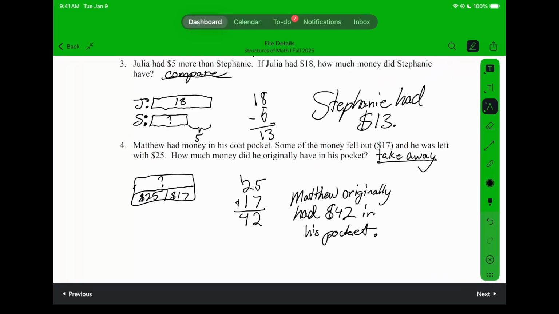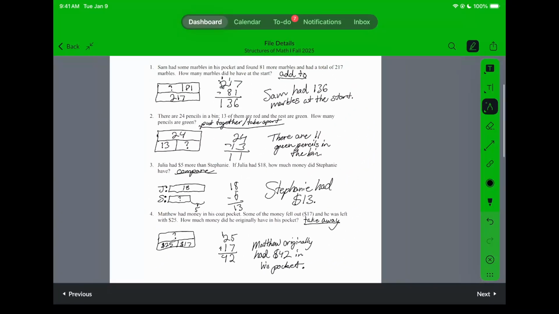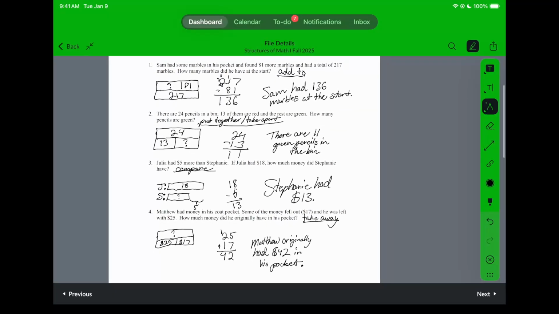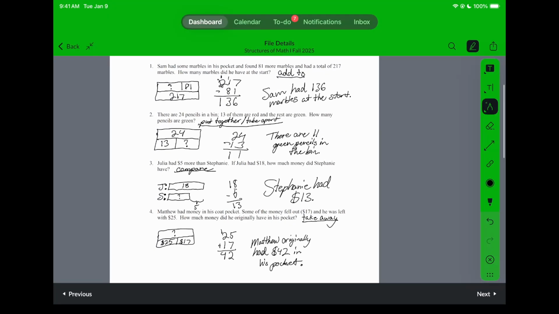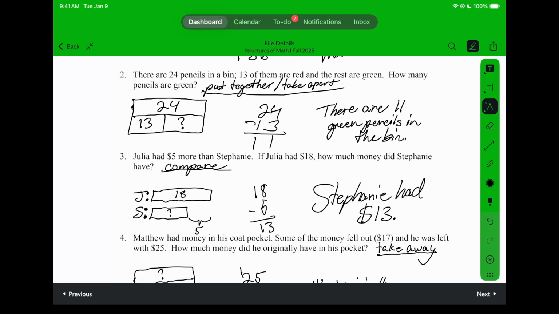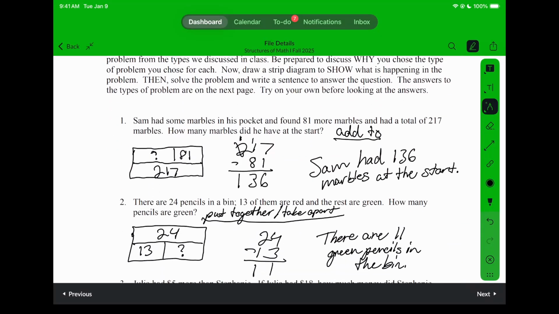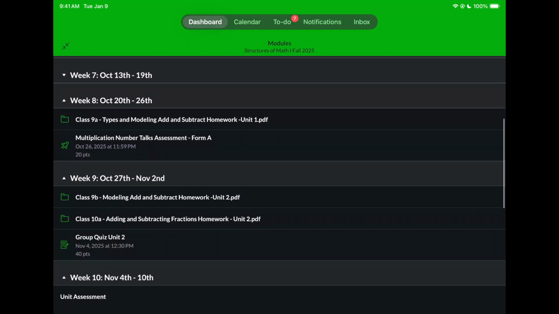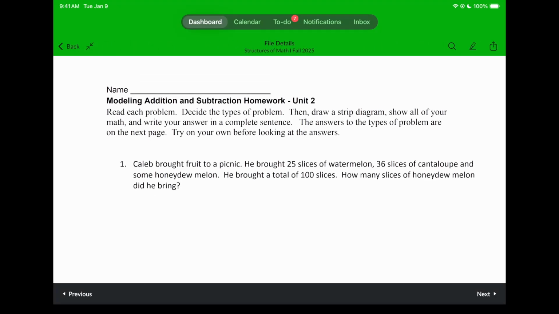Look at that. Just a quick glance at this first sheet. These are the types of problems, the strip diagrams, the way to solve it, and the sentences. So that's just a quick little refresher with one-step problems. Now we're going to move on to the next sheet, which does a little bit more. Should be this one. Yep.